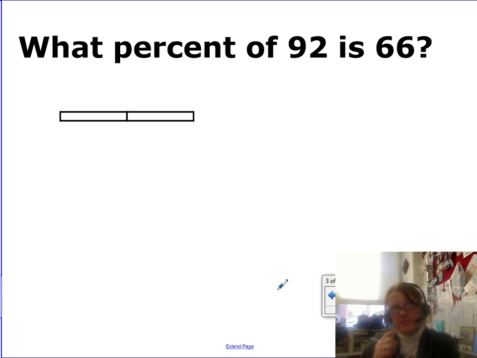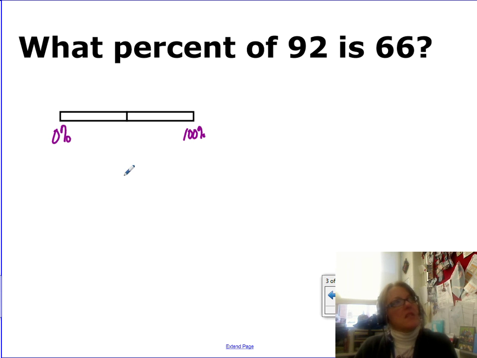So here we go. What percent of 92 is 66? Jot that down. Then draw the good old bar, or some people just like to draw a number line. Remember, the way I'm using this tool is that it represents from 0% to 100%. So this is one whole. It says, what percent of 92? So 92 is my whole amount right now. Don't do any rounding right now.